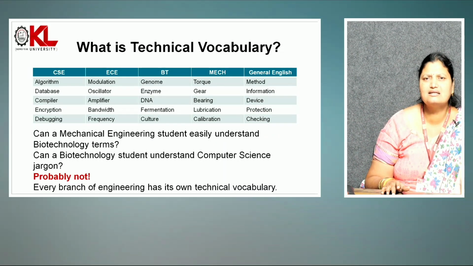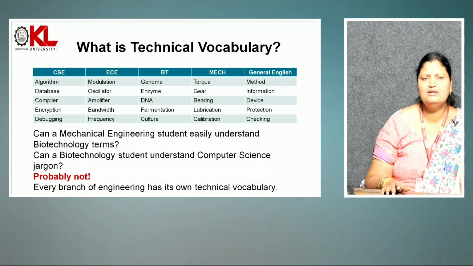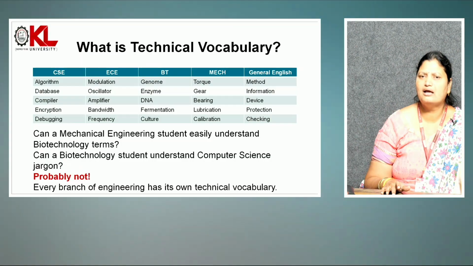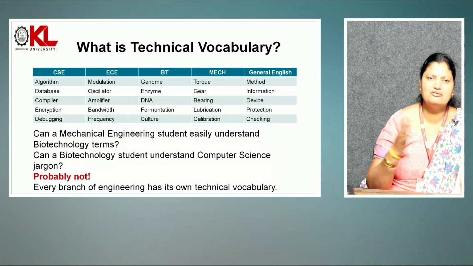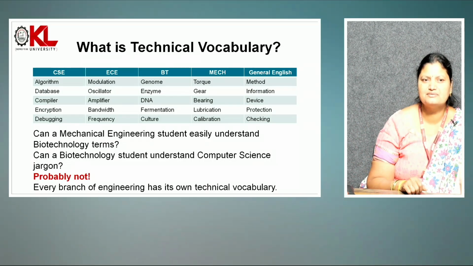Then what is this technical vocabulary? Look at this. Here you have the different branches. First of all, in CSE it's algorithm, whereas in EC it's modulation, in biotechnology it's gene, in mechanical it's torque, and in general English it's method. So you can identify the difference among the various branches.